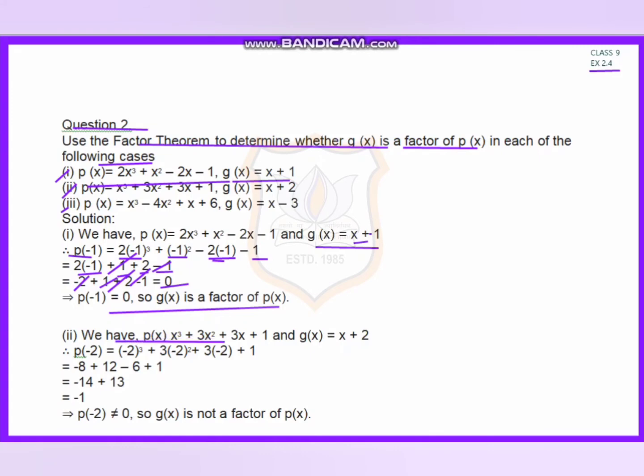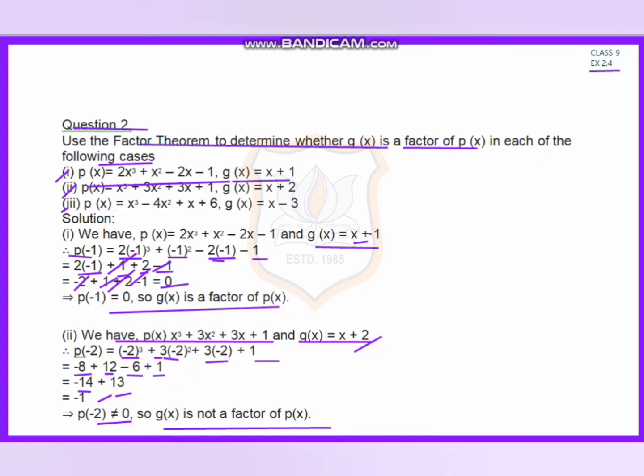In the same way, p(x) is x cube plus 3x square plus 3x plus 1 and g(x) is x plus 2. First we make x plus 2 equal to 0, so we get x equal to minus 2. Now we put the value of x as minus 2. Minus 2 cube plus 3 into minus 2 square plus 3 into minus 2 plus 1. First, minus 2 cube is minus 8. Minus 2 square is 4, and 4 into 3 is 12. 3 into minus 2 is minus 6, plus 1. Minus 8 and minus 6 is minus 14, plus 13 with the 1, so minus 14 plus 13 is minus 1. If we are not getting the result equal to 0, it means g(x) is not a factor of p(x).